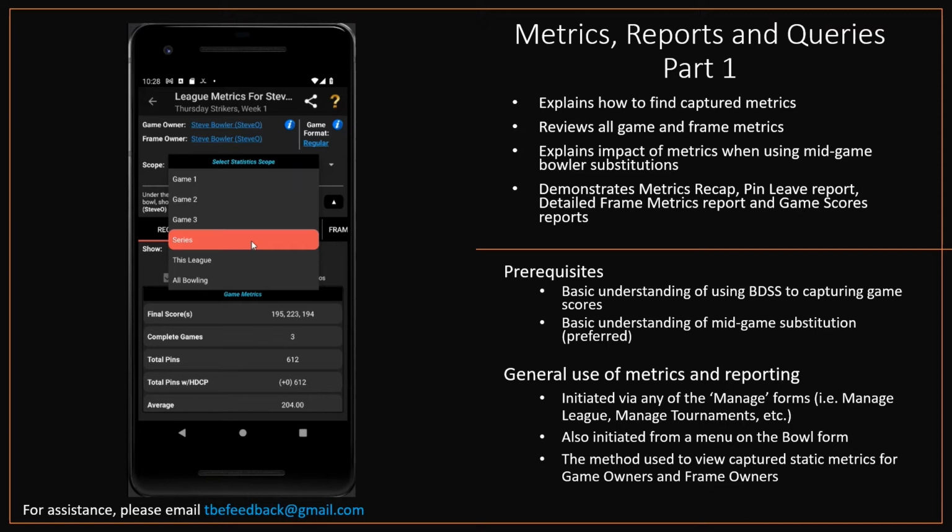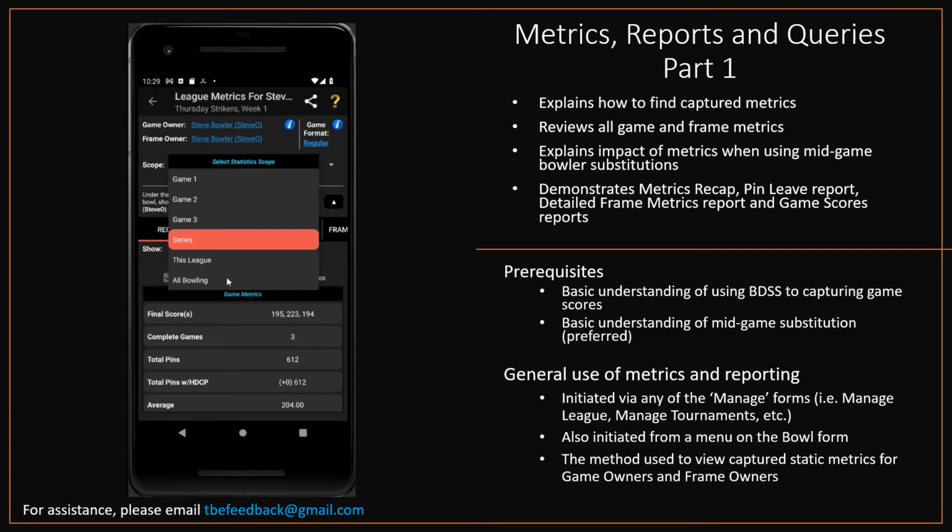Game and Series Scope are only available since we started the Metrics and Reporting form by selecting Week 1. If we did not select a specific week, we would only see this league and all bowling. This league scope will return league level metrics. If we had started Metrics and Reporting from Manage Open Bowl or Manage Tournament, an equivalent menu option would have been available. And finally, all bowling will return metrics for all types of bowling, including league, open, and tournament bowling.